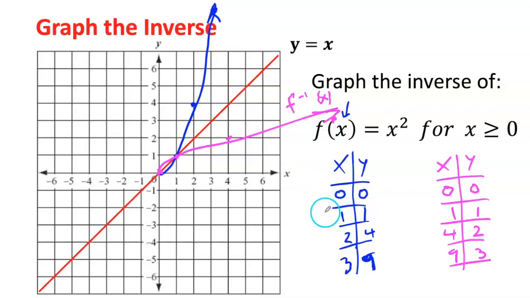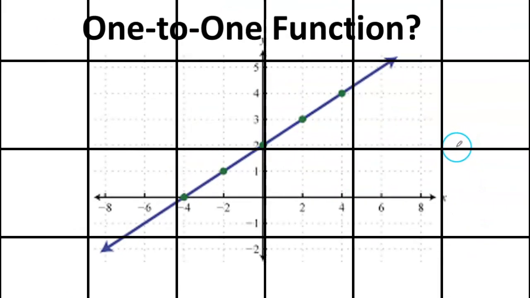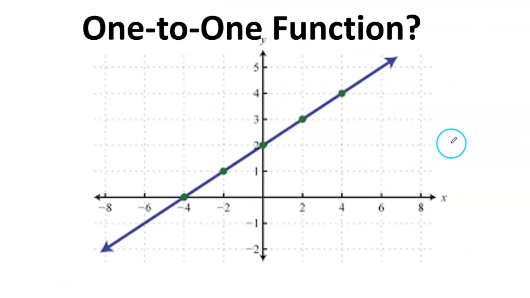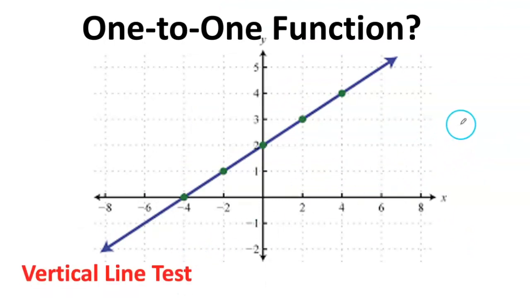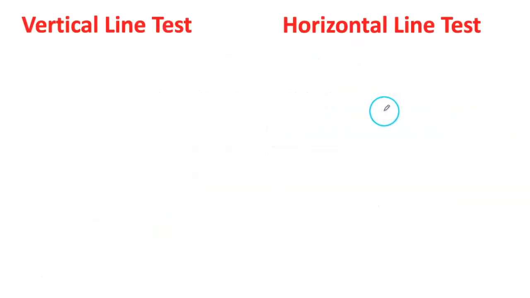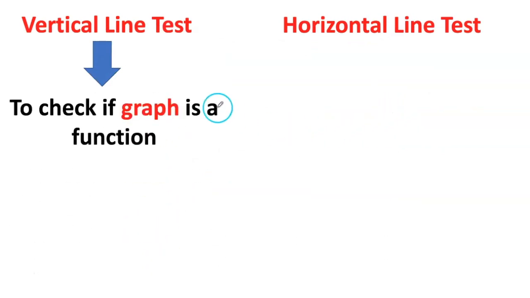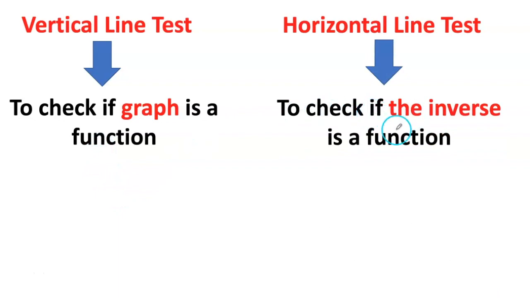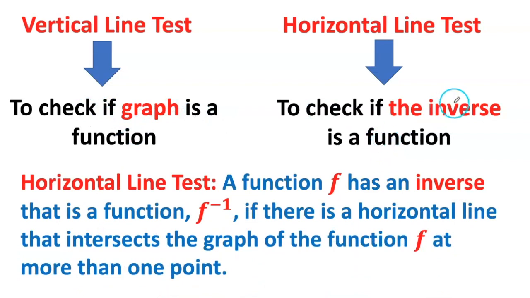All right. Next, is this a one-to-one function? How do we know? We need to know what a vertical line test and a horizontal line test are, and what they do. The vertical line test checks if a graph is a function. If it passes, it's a function. If it doesn't, it's not a function. The horizontal line test checks if the inverse of this graph is a function. If it passes both the horizontal and the vertical line test, then we have a one-to-one function.